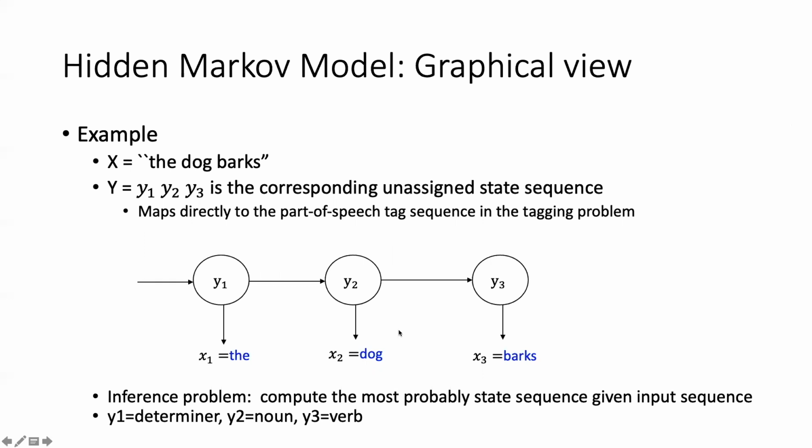This is the graphical view of HMM, for the example sentence, the dog barked. This is generated by the underlying hidden state sequence Y1, Y2, Y3. These underlying hidden states can be directly mapped to the word labels. The main challenge here is we know the observation sequence, but we don't know the hidden states which generated this sequence. So during the inference problem, we have to estimate the most probable state sequence given the input sequence.